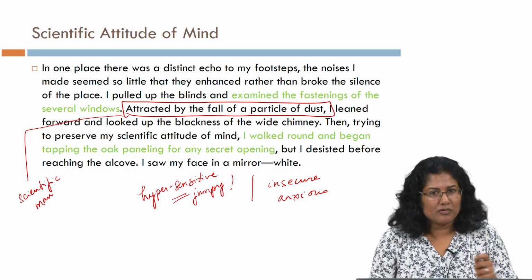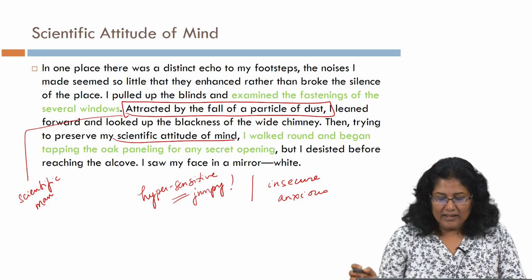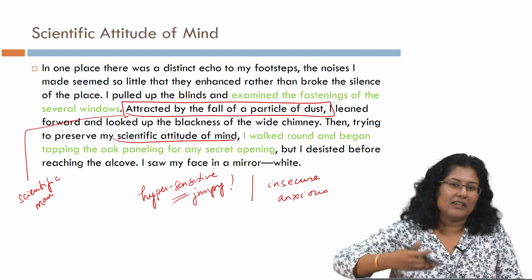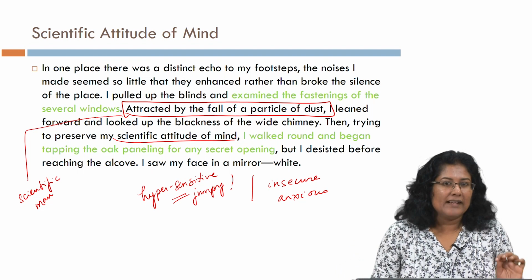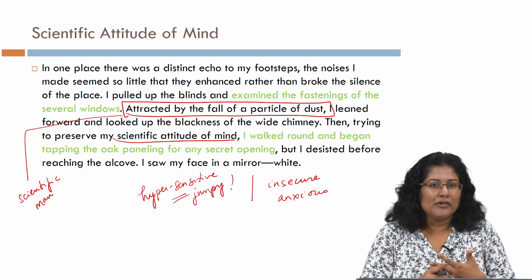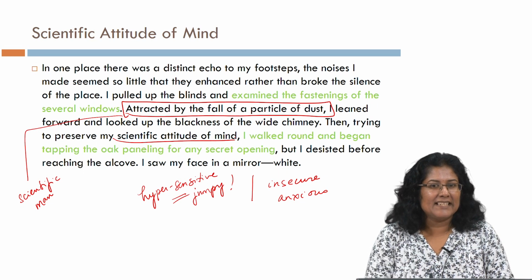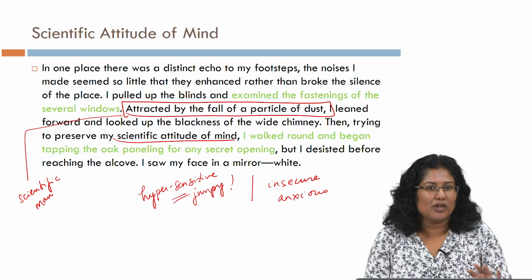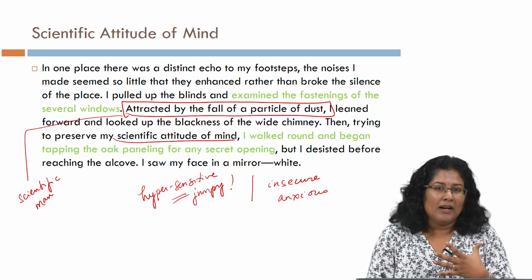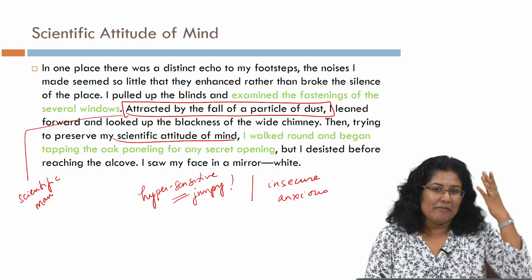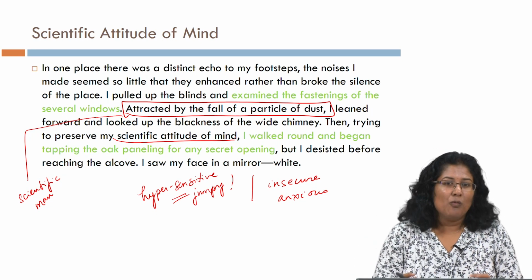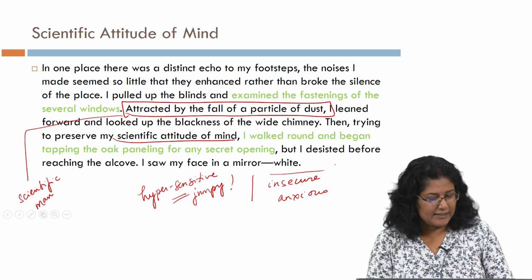And then he tries to preserve the scientific attitude of mind. He begins to walk around and tap on the oak paneling, the stuff that covers the wall, the frame of the wall, and he wants to figure out if there is any secret opening. So that's what he intends to do in great detail. But he desisted before reaching the alcove. He stops because what happens then is that he sees his face in a mirror and he's completely blanched because he is terrified. There's hardly any blood on his face because he is acting in a very, very scared manner, and he doesn't realize that, which is why he looks very pale in appearance.